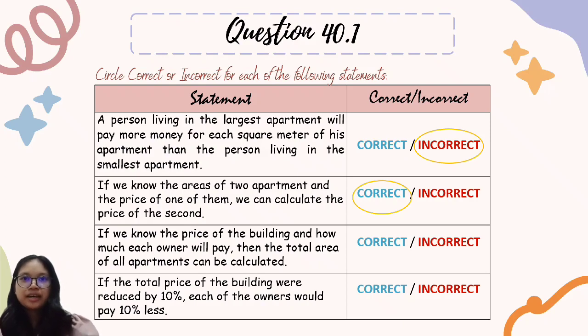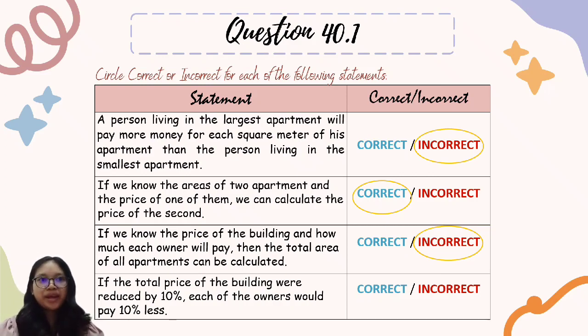Okay, to continue, the third statement: if we know the price of the building and how much its owner will pay, then the total area of all apartments can be calculated. Correct or incorrect? The statement is incorrect because knowing the price of the building and the individual payments doesn't provide information about the individual areas of the apartments. The total area of the apartments can be calculated by summing the individual areas, but it cannot be directly determined from the price information.